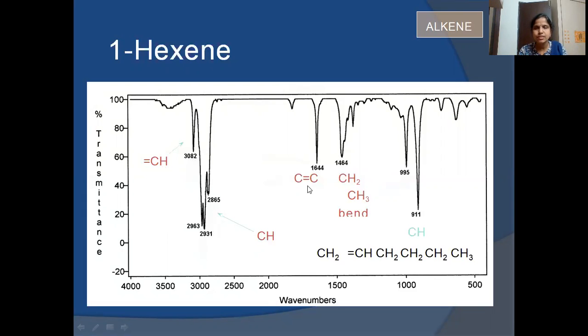Then C double bond C. This is another important one. We have seen even in the aromatic system, C double bond C stretching vibrations from 1500, 1600, like that you remember. So here also we can see this band is due to C double bond C. Then this 1400s, 1300s all are nothing but bending vibrations.